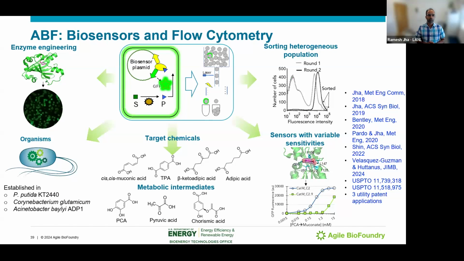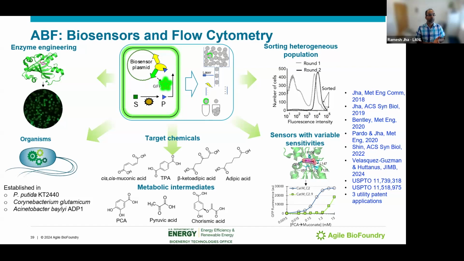So in Agile BioFoundry, in the last 9 years, we have been able to develop biosensors and use them with flow cytometry for various purposes, such as enzyme engineering, where we created a library and improved that enzyme for reduced product inhibition. On the right side, we have been able to look at adaptive laboratory evolution, evolved populations, and based on the fluorescence, we could select the good producers from just the good growers.